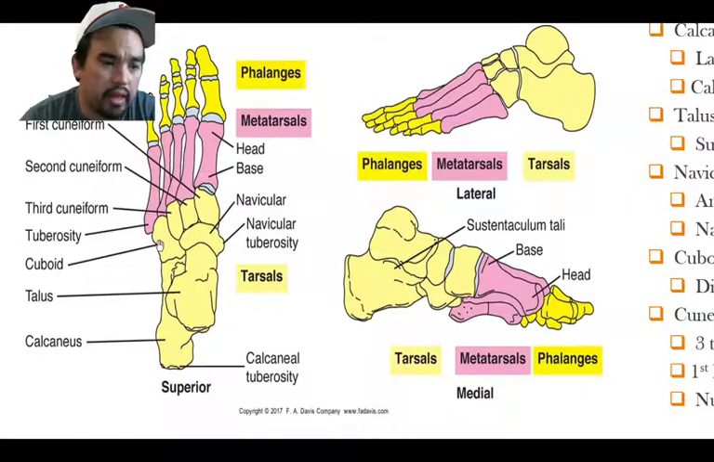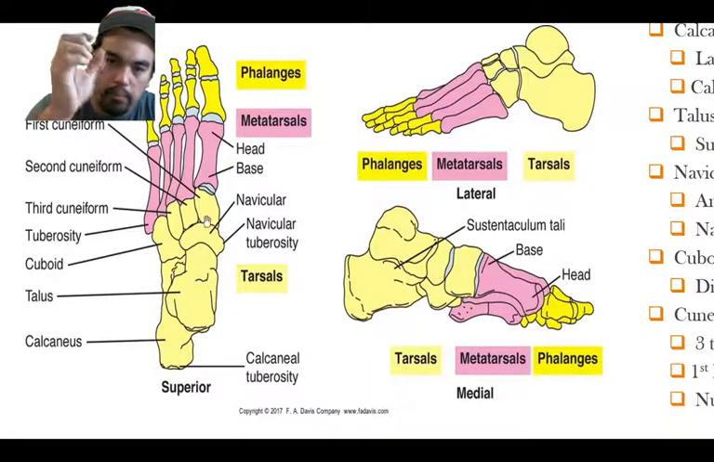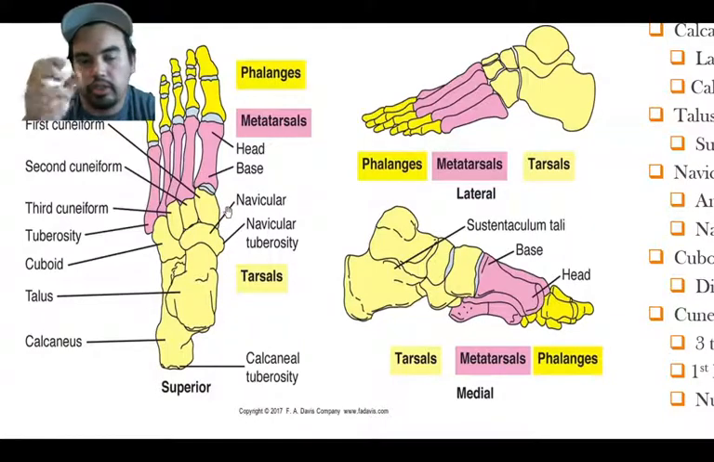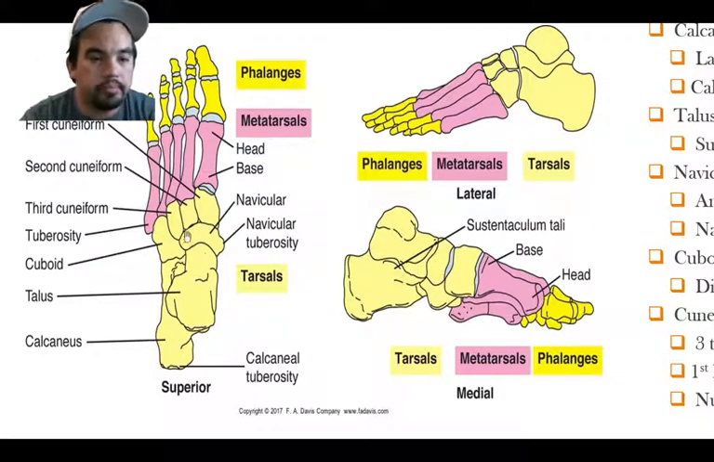On the lateral aspect, we have the cuboid. And this is the bone that a lot of the lateral ligaments attach to. So when we sprain our ankle, a lot of times you'll get tender here and you'll get tender on that fibula because those are the ligaments that are stretched when it rolls in. And then here, from medial to lateral, cuneiform 1, cuneiform 2, cuneiform 3.